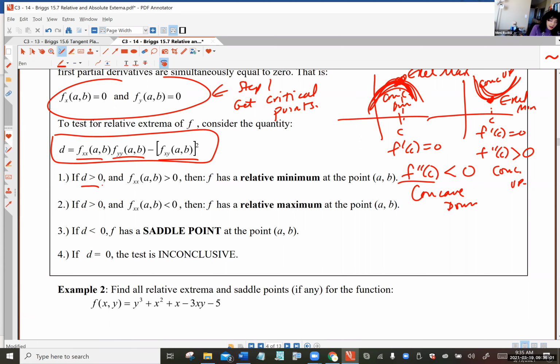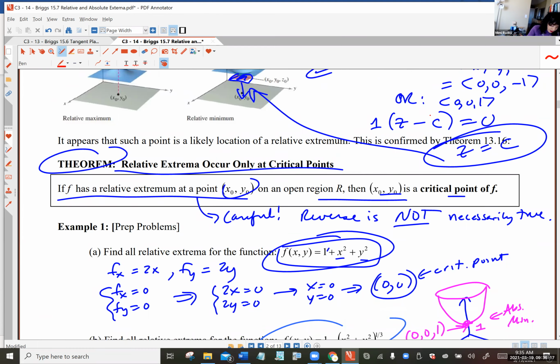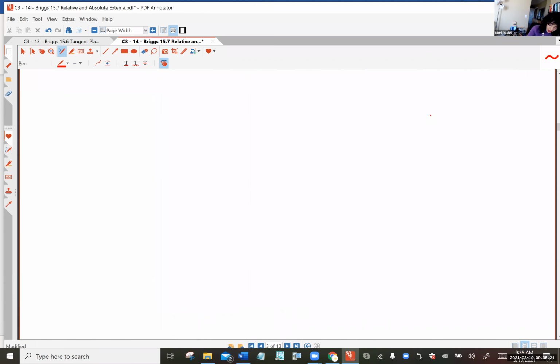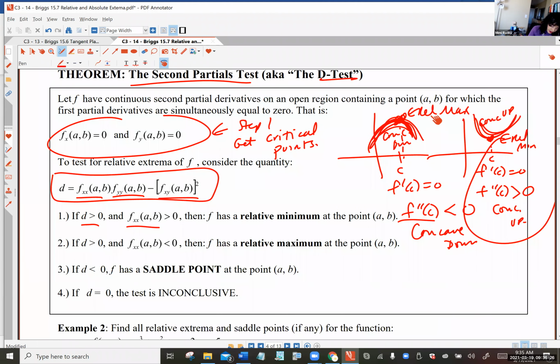If D ends up being greater than 0 when you plug in your critical point, and your fxx is positive at that critical point, so both are positive, that's kind of like having concave up for your second derivative test. So that means you have a relative minimum. Now notice these are both positive, and both positive means relative minimum.